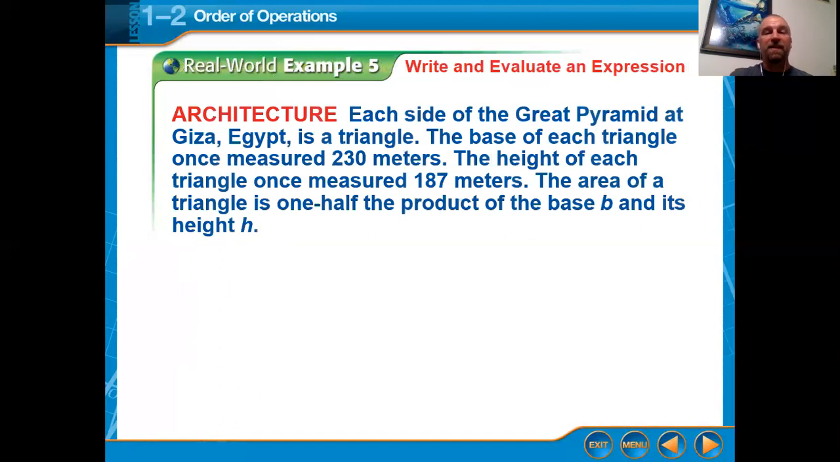And last but not least, we'll put these together. Oh no, word problems. Each side of the Great Pyramid of Giza, Egypt, is a triangle. The base of each triangle once measured 230 meters. The height of each triangle once measured 187 meters. They say once because if you don't know about the Great Pyramids, they're eroding, they're starting to shrink. The area of the triangle is 1/2 the product of the base and its height. There's your verbal expression or your verbal representation that you're going to have to change into algebraic. The area of a triangle is 1/2 the product of the base and the height. Product means multiply.